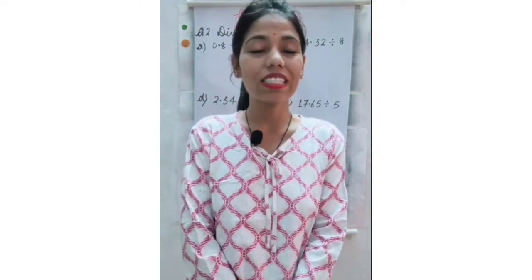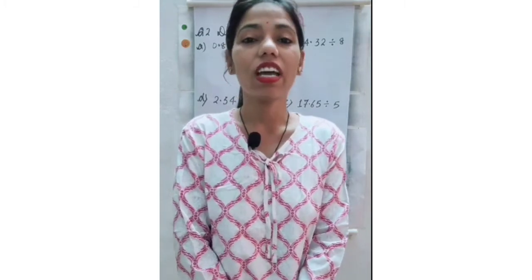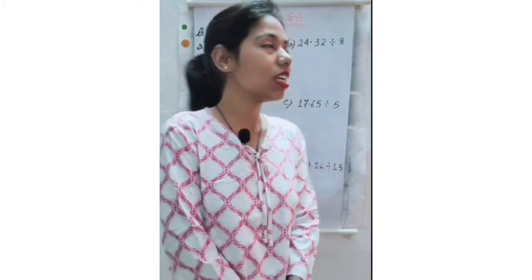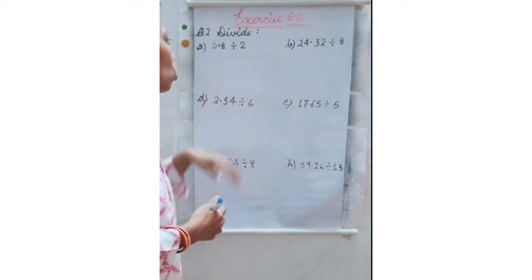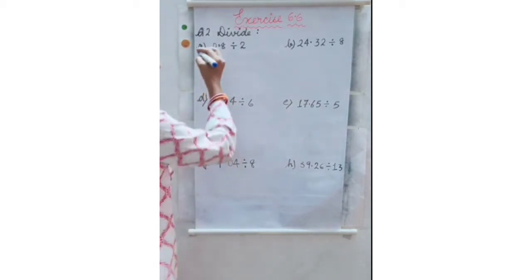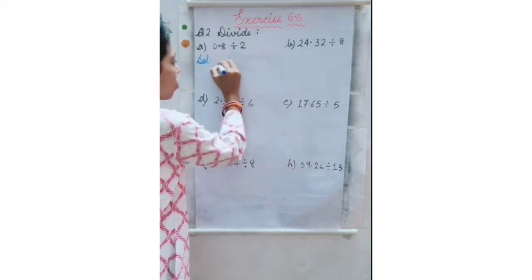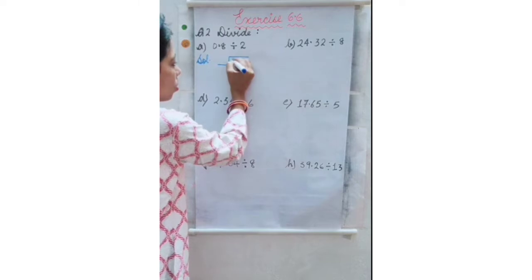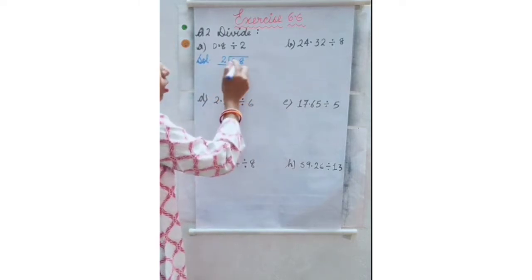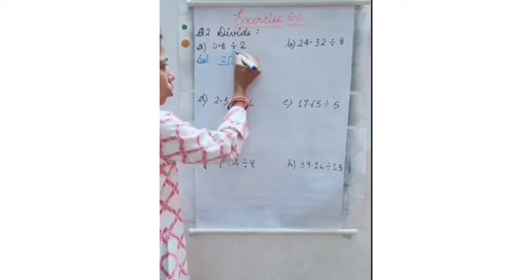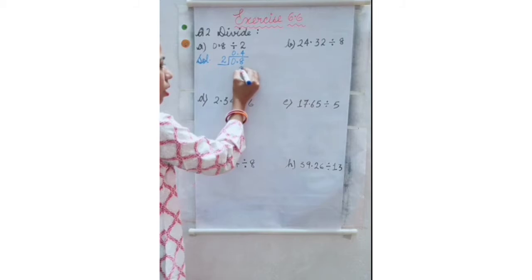We are on exercise 6.6 and today we will start question number 2, that is divide. The first part of the question is 0.8 divided by 2. So we have to divide 0.8 by 2. As we cannot divide this 0 and decimal is here, so 0.2 fours are 8.